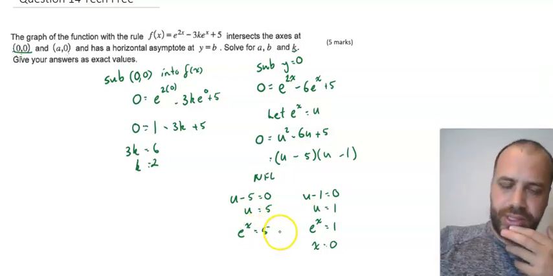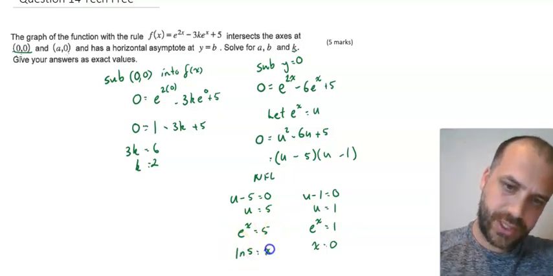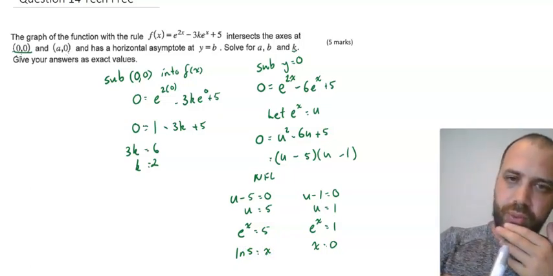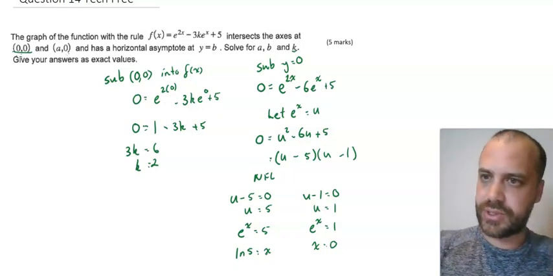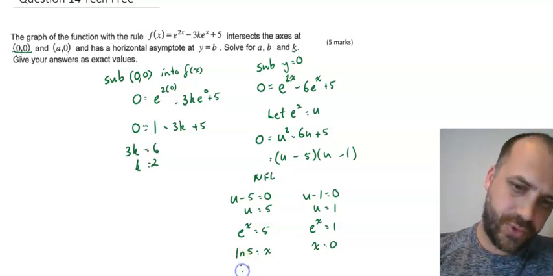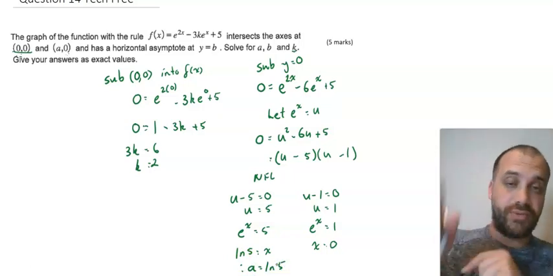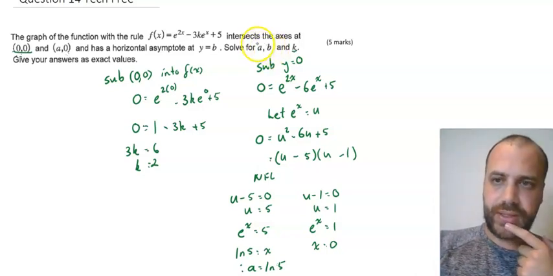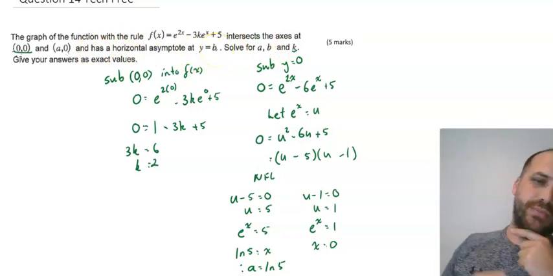Okay, now we're going to write this in logarithmic form. ln 5 equals x, and there is our solution. When y equals 0, x equals 0, or x equals ln 5. Therefore, a equals ln 5. All right, we've got k and we've got a. The last bit that we really need is this b value here. And it says it has a horizontal asymptote at y equals b.